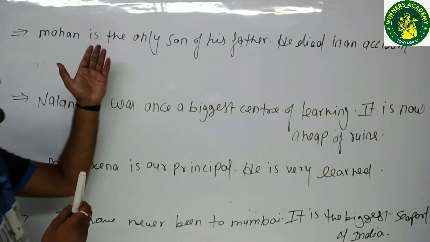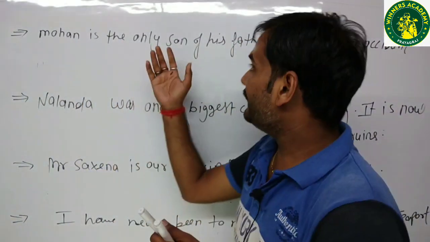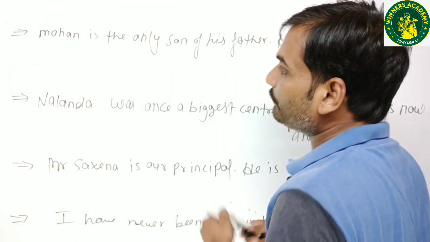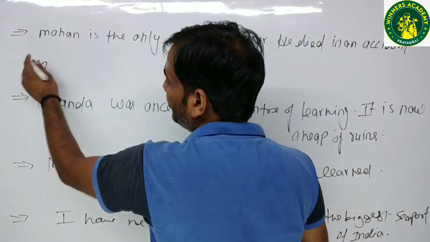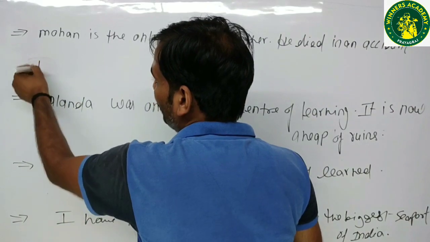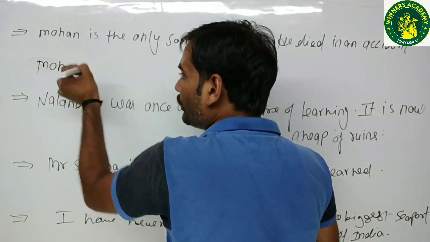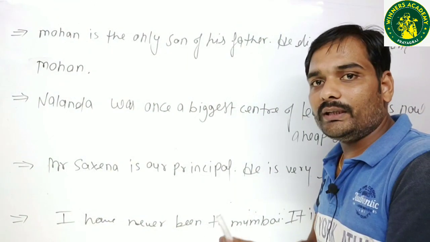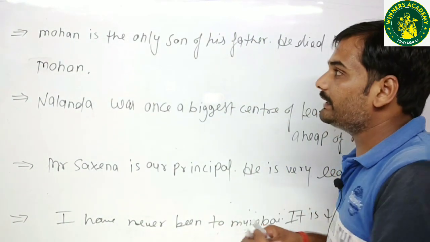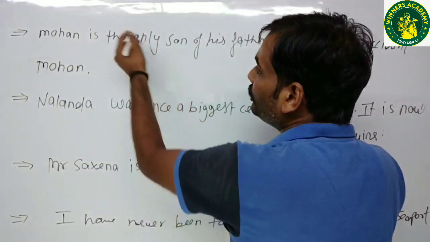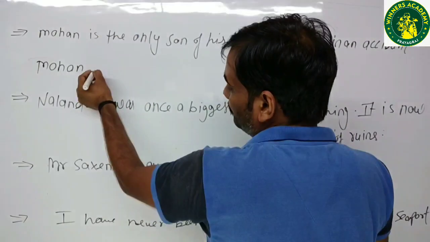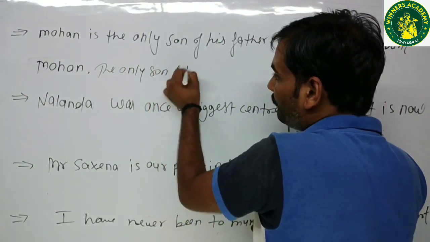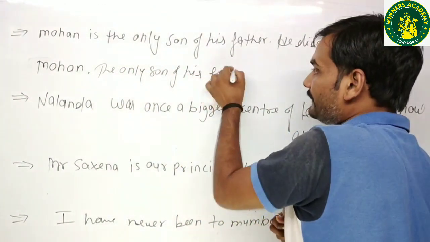Look, the next is Mohan is the only son of his father, Sadar. He died in an accident. Now, like in this sentence, you know what your noun is, right? Your noun is Mohan. So you wrote Mohan. Now you have to see what is being said about him. Meaning, what is the well-explaining word for him, which we can place next to it? So what is it? The only son of his father. We did this.